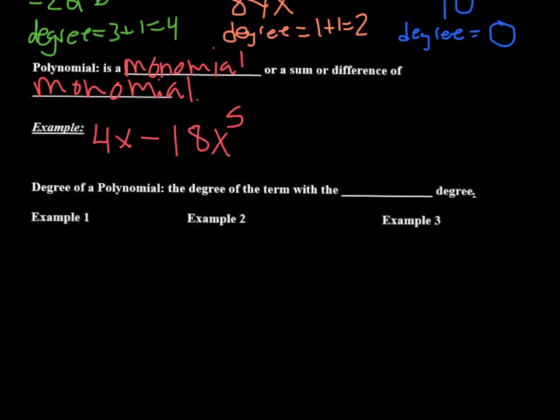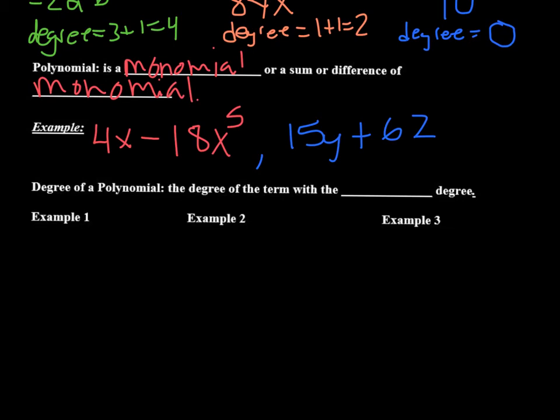Let me show you another example. Let's say we have 15y plus 6z. That is also a polynomial because we have one individual monomial and another individual monomial, and with the plus sign, combining the two together makes it a polynomial.